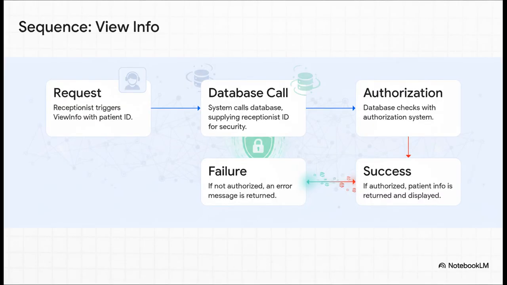And now we go from the what to the how. This is a sequence diagram for that view patient info task. What it does is show the messages flying back and forth between different parts of the system. So you can see the receptionist kicks things off. The system then sends a message to the database. But wait, the database has to check with an authorization system first. Only if that's successful does the patient info flow all the way back to the user. See how this lays out the entire internal dance, the choreography, just to fulfill one simple request? This is so useful for developers to spot dependencies and things that could go wrong.